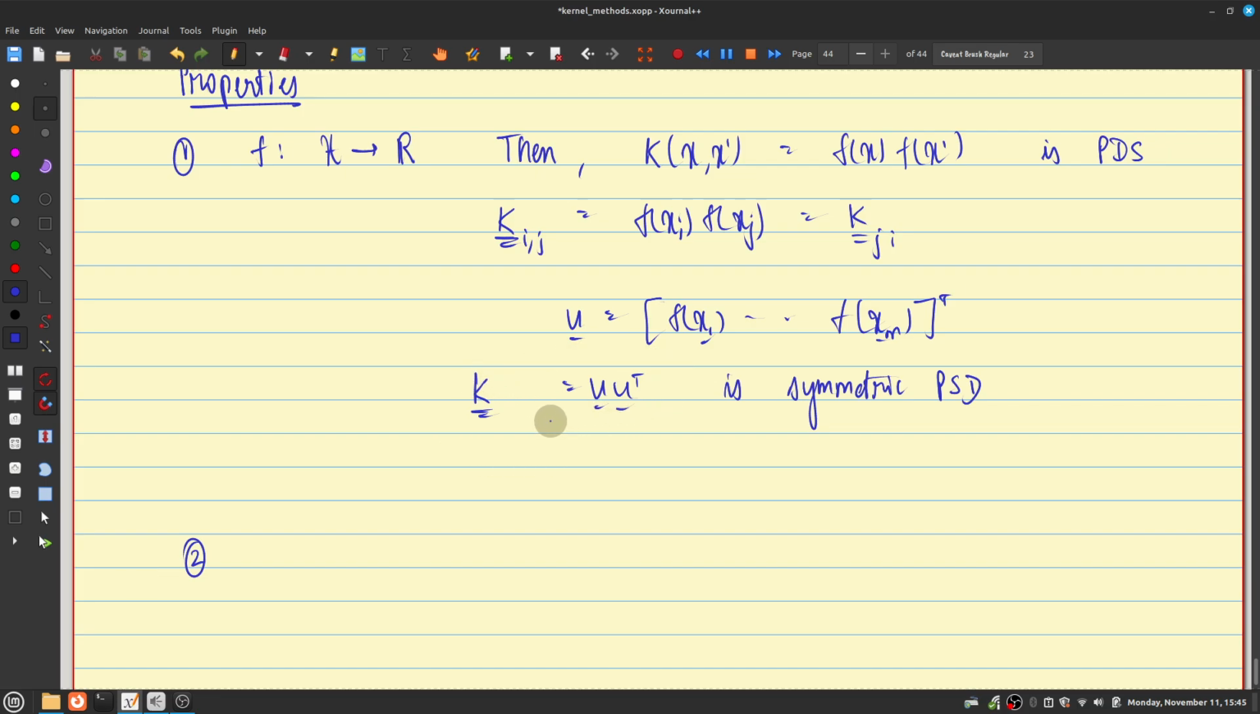That K is equal to u u transpose. You're okay with this, right? That by definition it means that it is PDS. So this holds true for every single m, and therefore K is PDS, because the Gram matrix is symmetric PSD for every m, for every x1 through xm. This statement is independent of the value of m and which m points you choose.